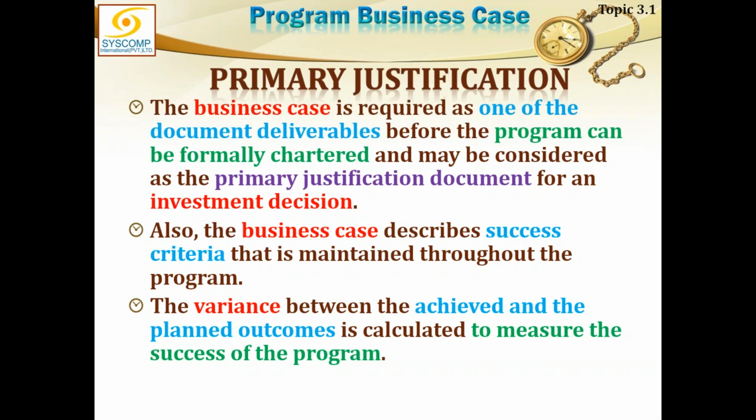Also, the business case describes success criteria that is maintained throughout the program. So there should be transparency. Everybody should understand what we are really talking about. The variance between the achieved and the planned outcomes is calculated to measure the success of the program. We did have an opinion that this many number of tasks can be initiated here. So as more people are involved here, probably this will be taken over.